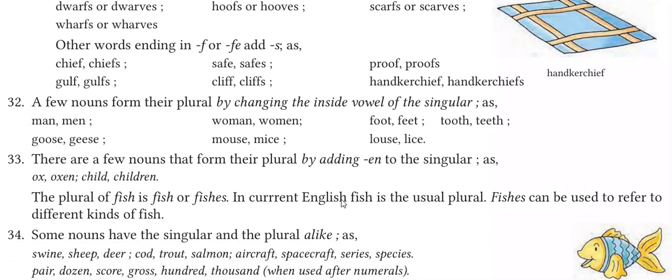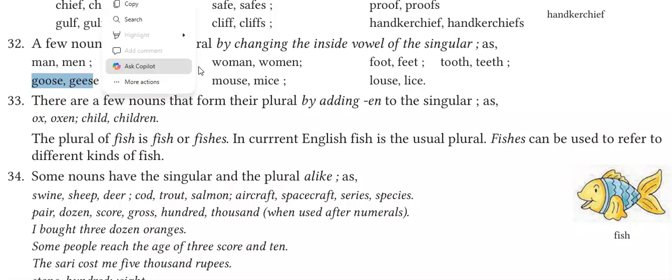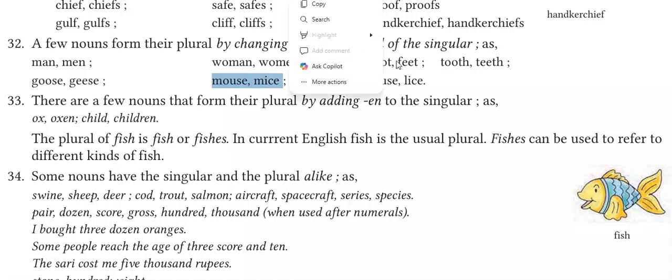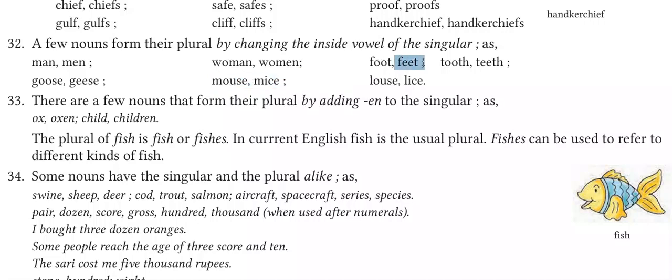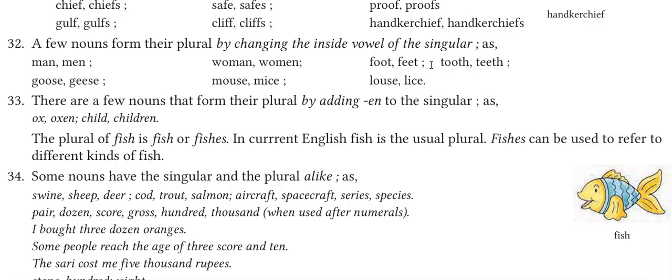The next rule says that a few nouns form their plural by changing the inside vowel of the singular. For example, man becomes men, goose becomes geese, woman becomes women, mouse becomes mice, foot becomes feet, louse becomes lice, tooth becomes teeth.